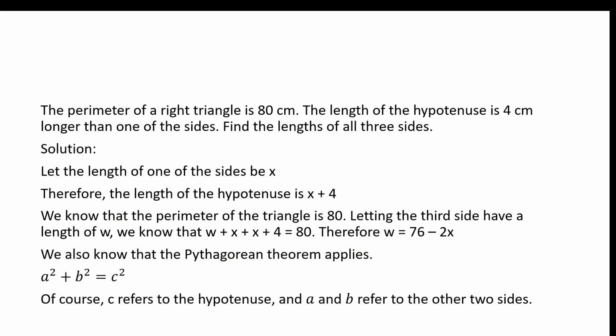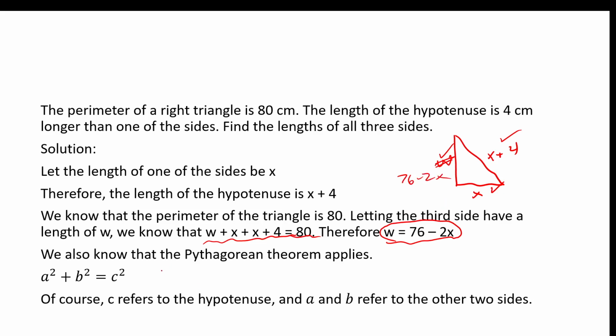The length of one of the sides is x. The length of the hypotenuse is x plus 4. So this is a repeat. Now in this question here, we'll let the third side be w. We know therefore that since the perimeter is 80, w plus x plus 4 plus x is 80. Isolating for w, we get w is 76 minus 2x. So I'm going to rewrite this as 76 minus 2x.